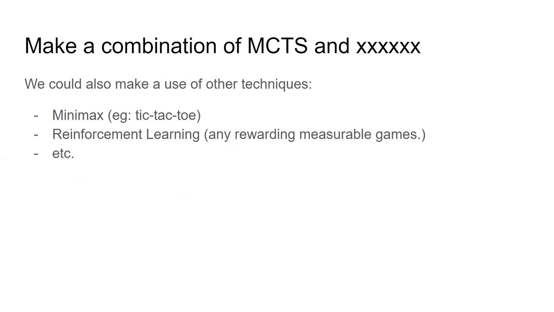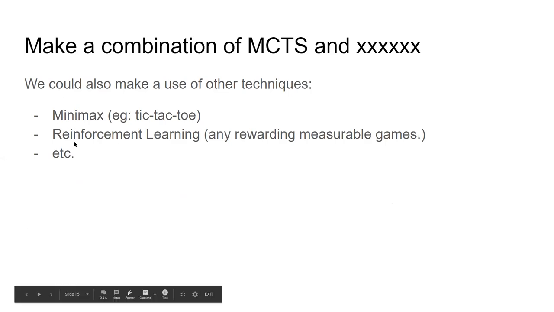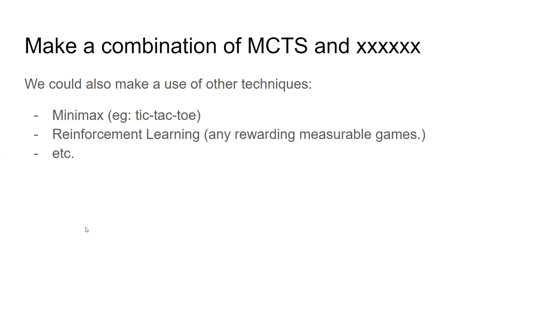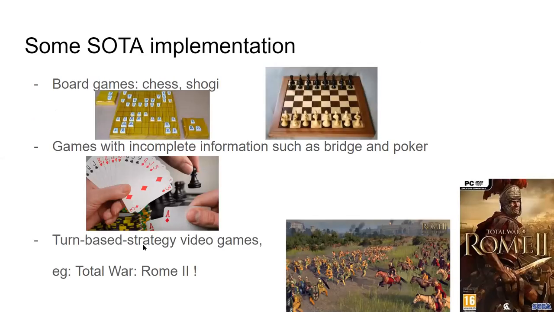Okay, another thing that I want to emphasize is that, apart from Monte Carlo tree search, we should not forget that we can combine it with other techniques that we learned before, like minimax and reinforcement learning, on different kinds of games. For example, if it is a one-on-one game like tic-tac-toe, always remember to use minimax. And for other games with rewards, we can use reinforcement learning. Okay? Cool. So that's the theoretical part on Monte Carlo tree search.